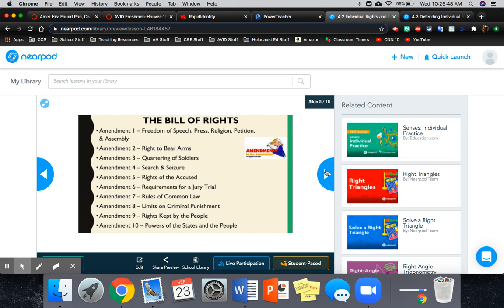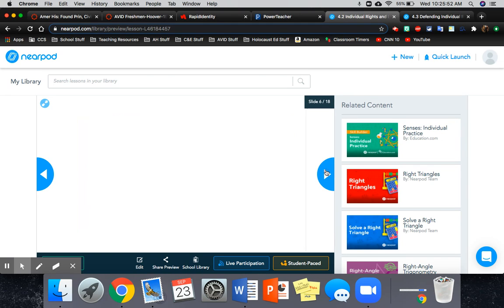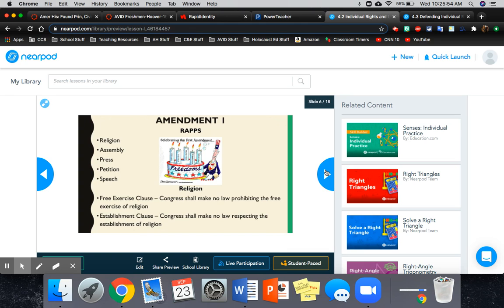All right, and the Bill of Rights and civil liberties all encompass all of these things. So the Bill of Rights, the first 10 amendments, here they are. I'm going to go over them quickly. All right, so Amendment 1 deals with RAPS: religion, assembly, press, petition, and speech. You have the freedom to all of these things. The Free Exercise Clause states that Congress cannot make any law prohibiting the free exercise of religion. Therefore, you can worship whatever you want to or nothing at all. The Establishment Clause: Congress shall make no law respecting the establishment of a religion. Ties right in there with the Free Exercise Clause.